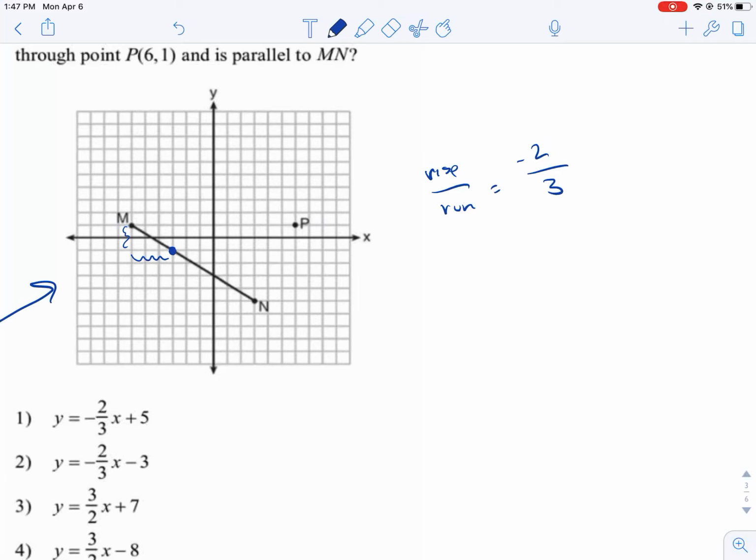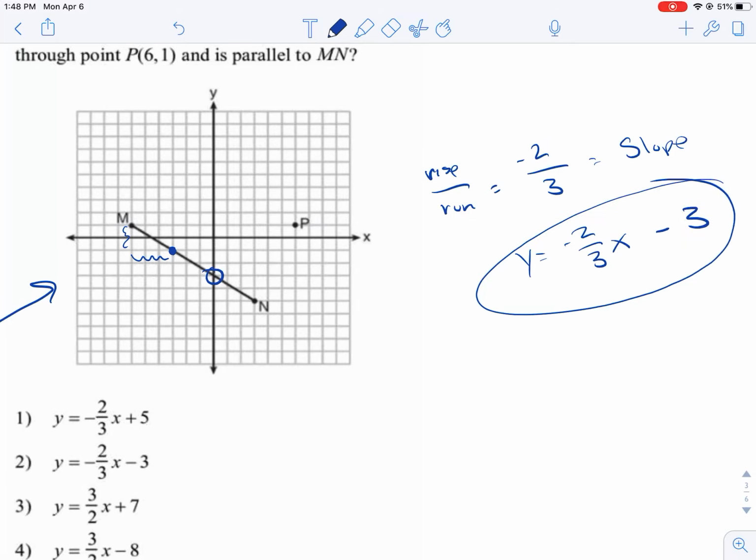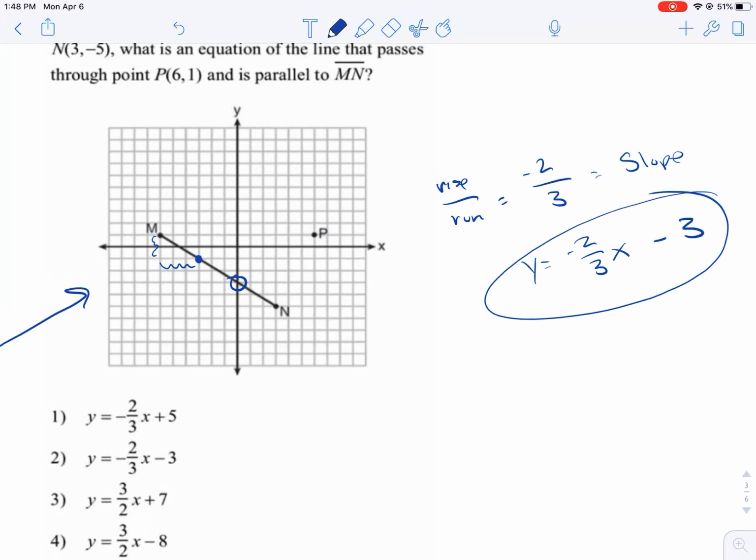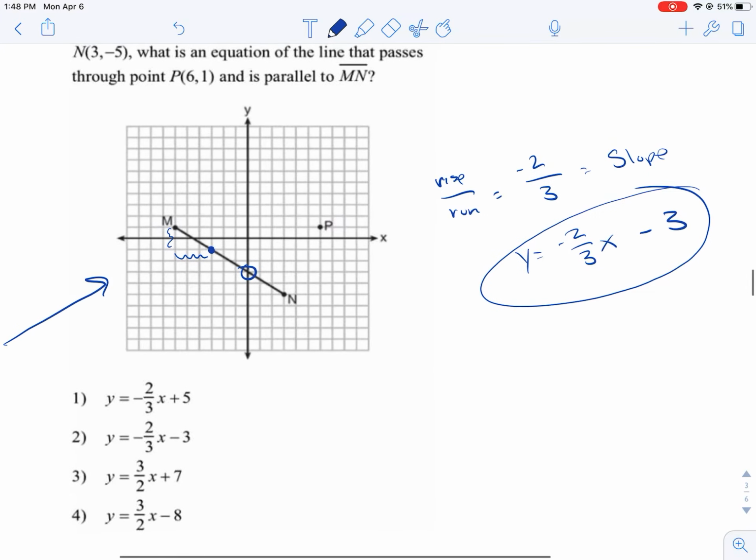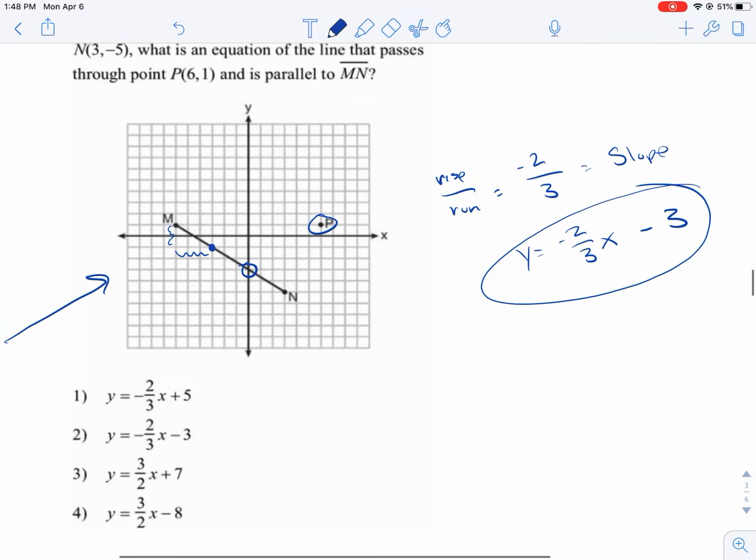So if we go down 2 over 3, don't forget that's rise over run. So we're going down 2 over 3. So our slope for this line here is -2/3. And we actually can find the y-intercept if we wanted to, right? We could find that. So our equation is y = -2/3 x - 3. Okay, that's the equation of that line.